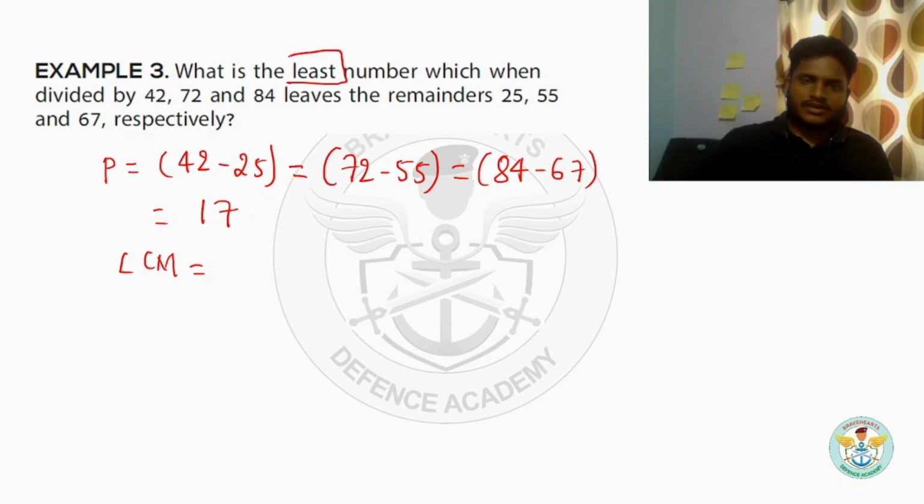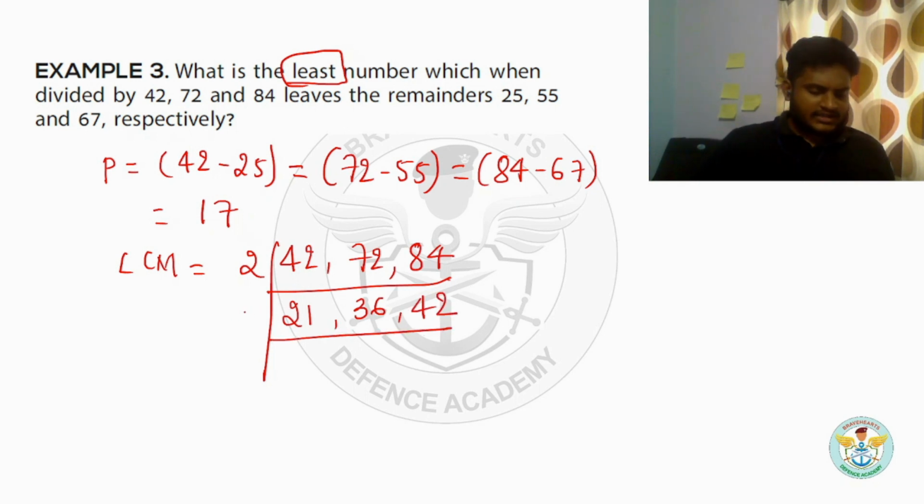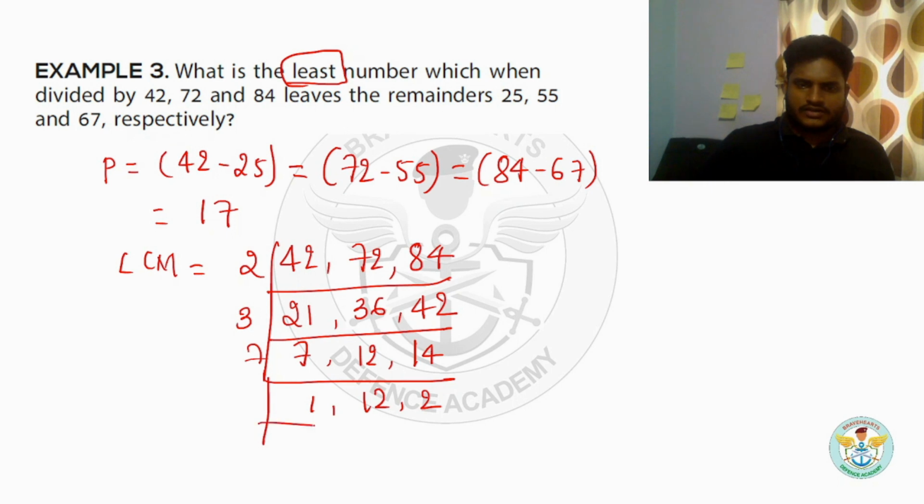Now, they want you guys to find the LCM. Here the trick, the keyword was least number. As it was given least number, we need to find the LCM. So, let us find the LCM of 42, 72 and 84. Let's try with the simple ones only. If we divide it by 2, then it will be 21, 36 and 42. We need to divide it directly by 3 again. 3 7s are 21, 3 12s are 36, 3 14s are 42. Now let's divide it by 7. 7 1s are 7, 12 as it is, 7 2s are 14. Let's divide finally by 2. 2 1s are 2, 6 and 1.